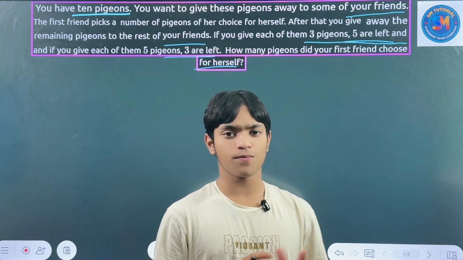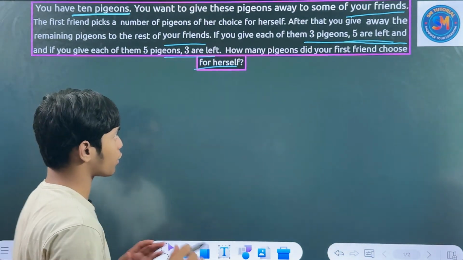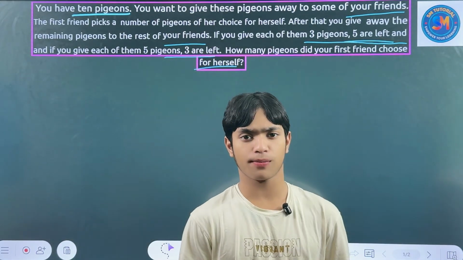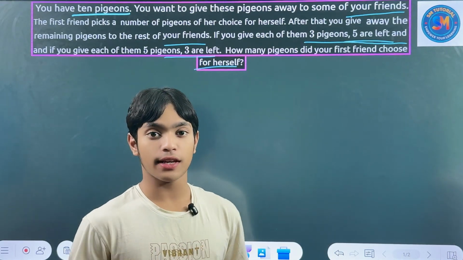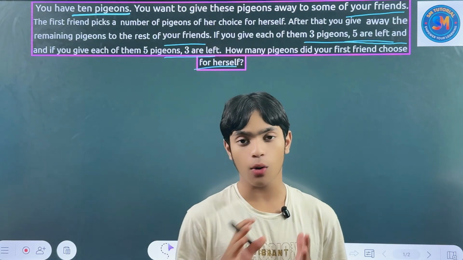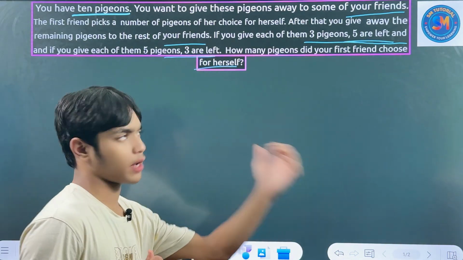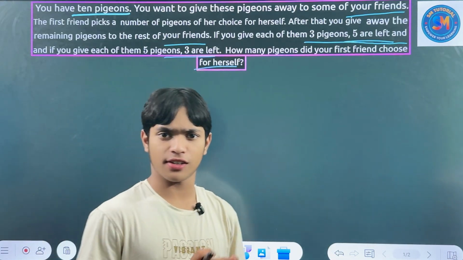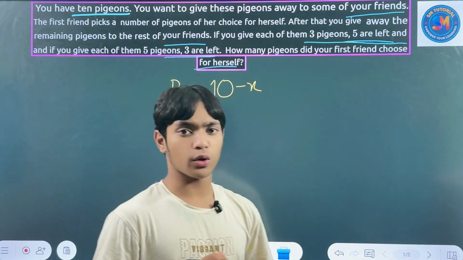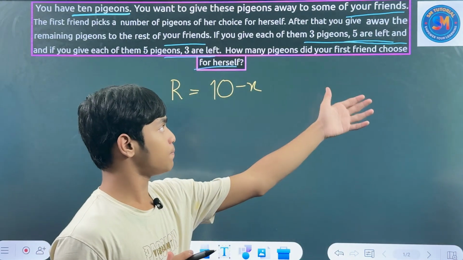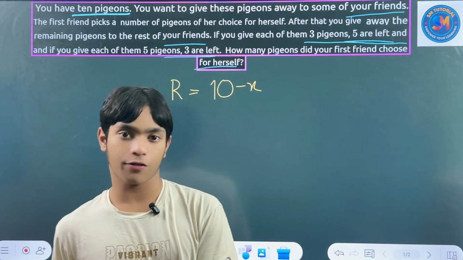So let's go to the solution. Look on the board first. We have first of all 10 peasants. You don't even know the number of your friends, but we can solve without that. Since you have 10 peasants, it is a very small number, so you can solve it. If you give them 3 peasants, then 5 peasants will be left.